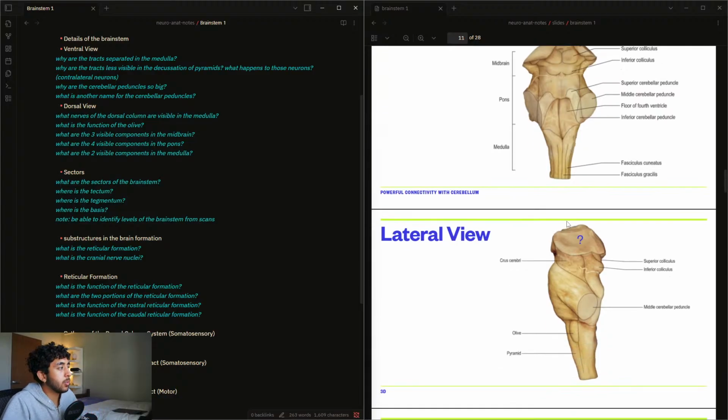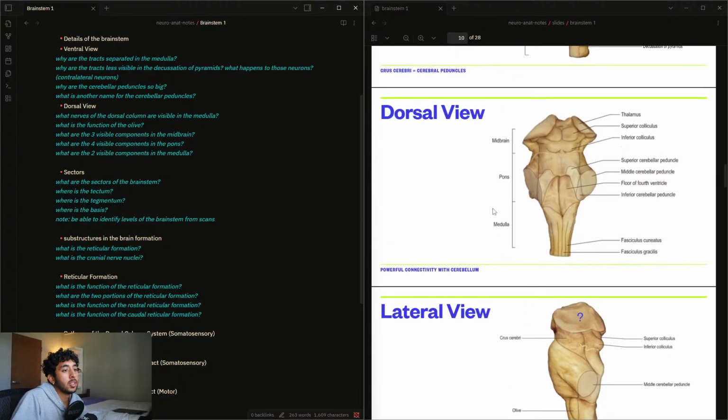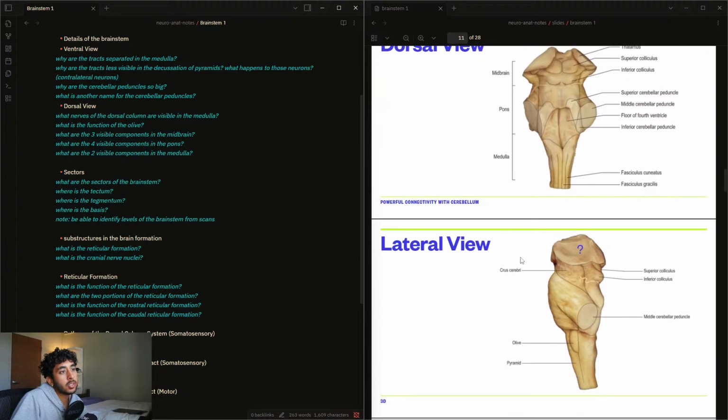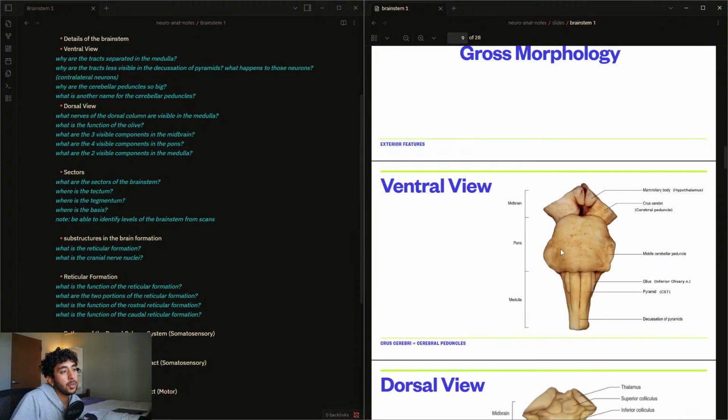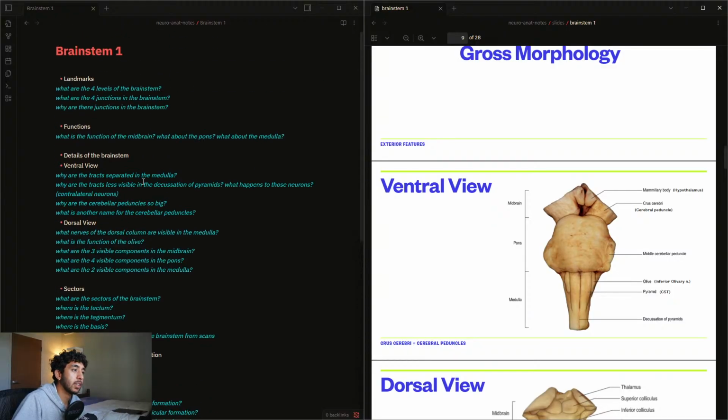What else? Then we have the lateral view. So superior and inferior colliculus, that's not different. Crus cerebri, not different. Middle cerebellar peduncle, this makes a lot more sense. So it's going up here. Okay. So we have the cerebral peduncle and the cerebellar peduncle. Got it.